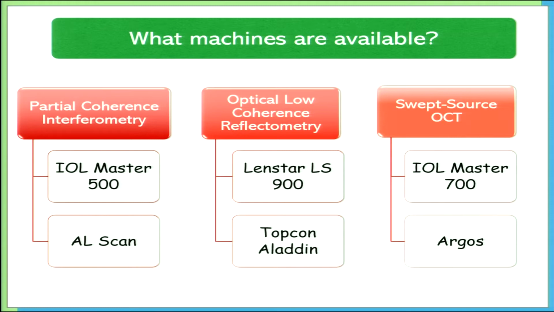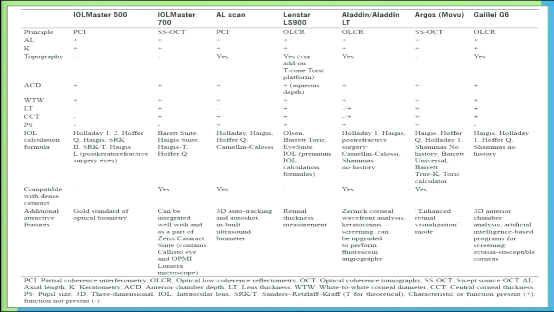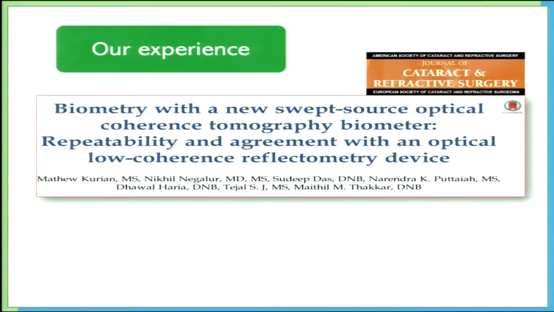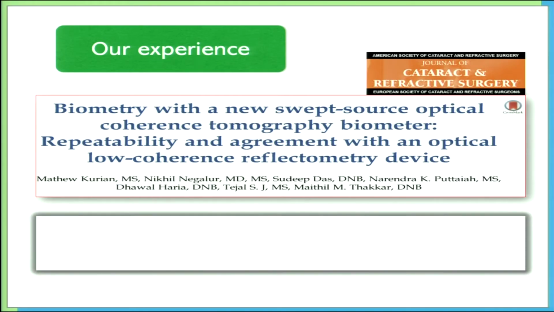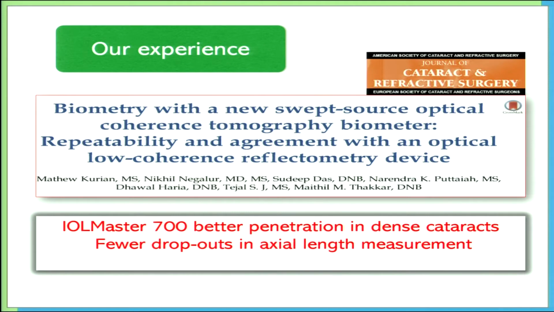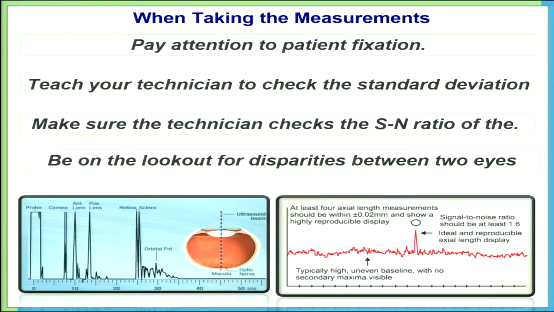So what are the machines available today? They are based on 3 technologies basically: partial coherence interferometry, optical low coherence reflectometry, and swept source OCT, and here are the examples. Here's a chart where I've compared the available optical biometers and their additional features. I can share it with you later. This is a published work of Narayan Nethralaya where we saw that IOL Master 700 has better penetration in dense cataracts and there are fewer dropouts in axial length measurement.